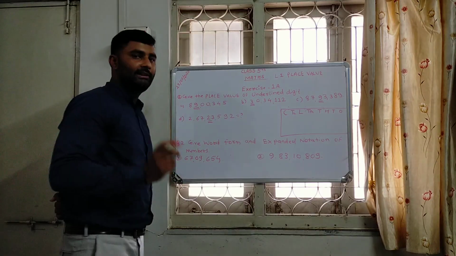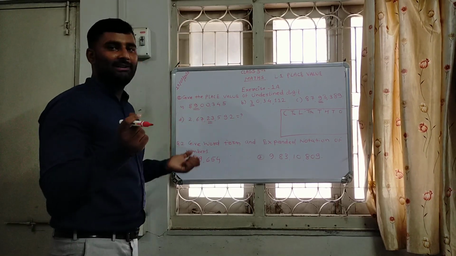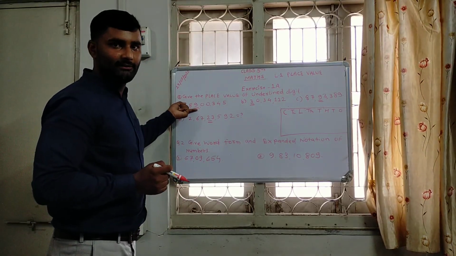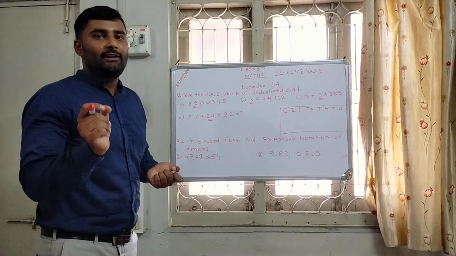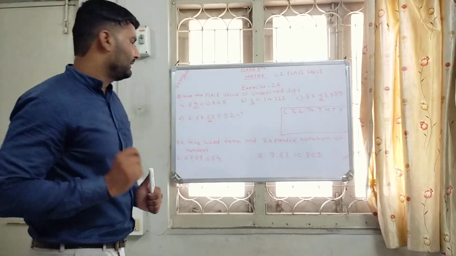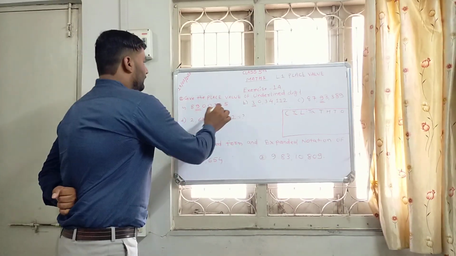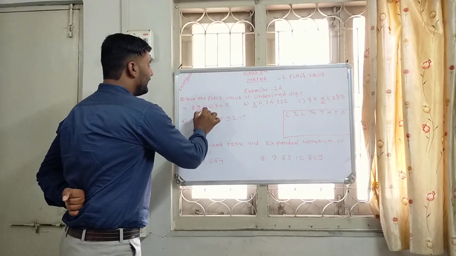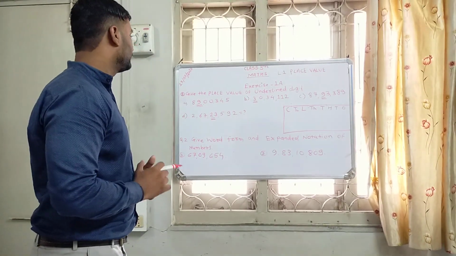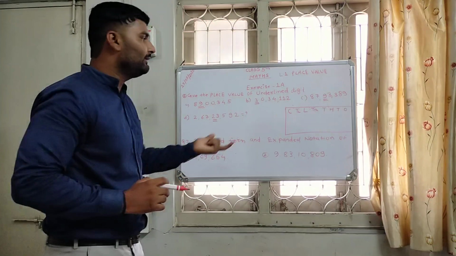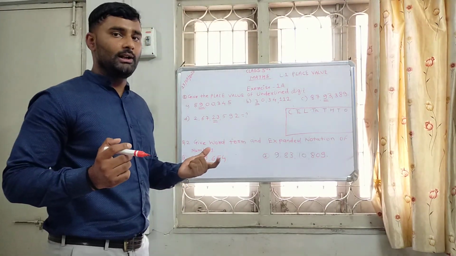In question number 1, there are some numbers, and in those numbers there is a digit which is underlined. So we are going to find the place value of that digit. Let's see how many digits there are: 1, 2, 3, 4, 5, 6, 7. There are 7 digits in the question. So we put the number in the place value chart, and after putting it we get our answer.